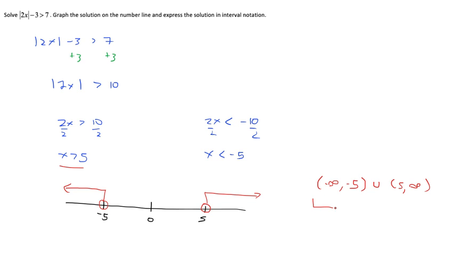What does this answer mean? It means that any value within these two intervals, so any value less than negative 5 or greater than 5, is a solution to the original inequality.